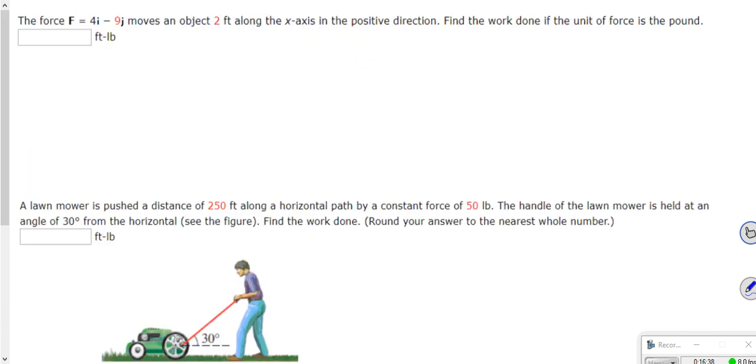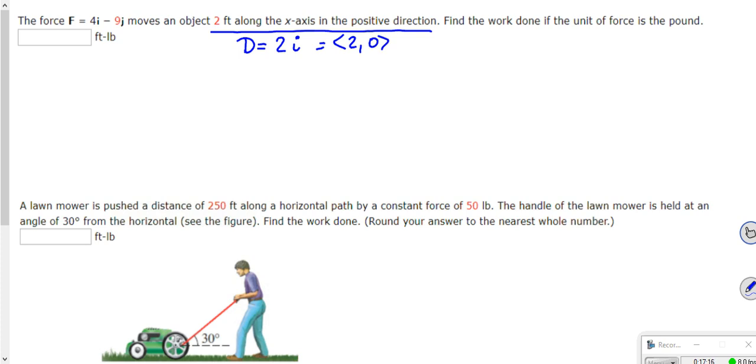All right, next page. The force F, which equals 4I minus 9J, moves an object 2 feet along the x-axis in the positive direction. Okay, what that means: 2 feet along the x-axis in the positive direction means that the distance is 2I. That's the horizontal movement. There is no J. So if we do it in bracket form, that is 2, comma, 0. That's my vector for distance.